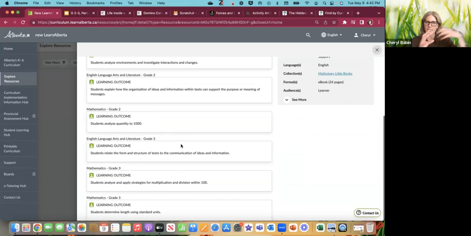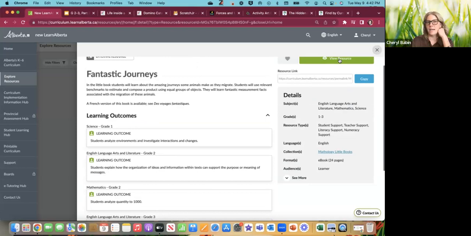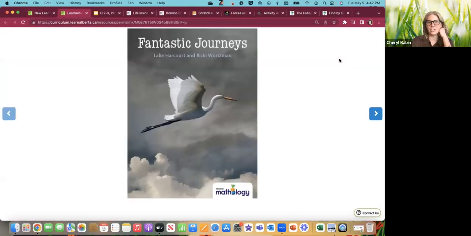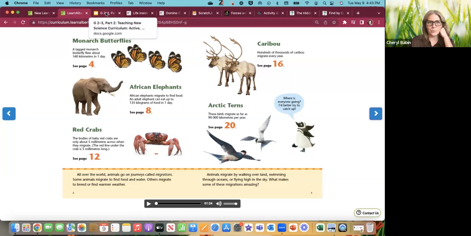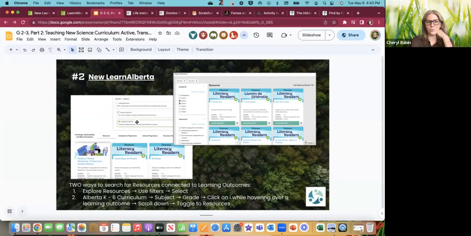So it's transdisciplinary in that way. And the little books are similar to the Pearson Readers, where there are quality illustrations and the language is really accessible. The students can have it read aloud to them as well, or you could use this as a teaching resource for a whole or small group. All right, so those were the two ways that you can access New Learn Alberta resources that are there for you.